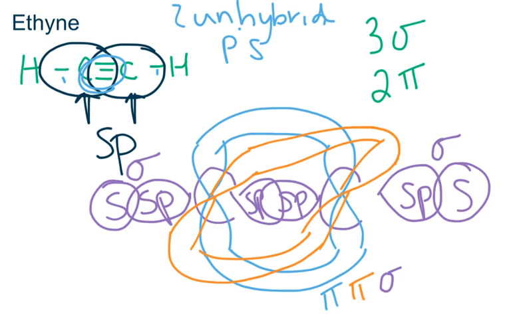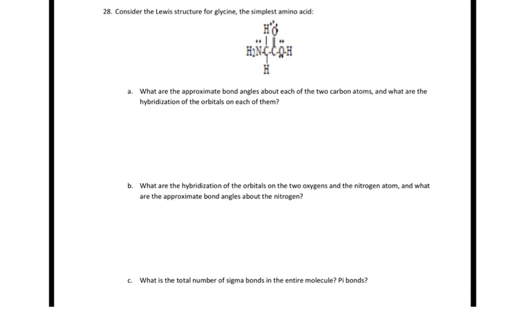All right, so now I'm going to show you a problem where you might have multiple things asked about a large molecule. So we've got this molecule here drawn out. The first question is asking, what are the approximate bond angles about each of the two carbons, and what is the hybridization of the orbitals on each of them? So we want to know bond angles and hybridization. So we have two carbons.